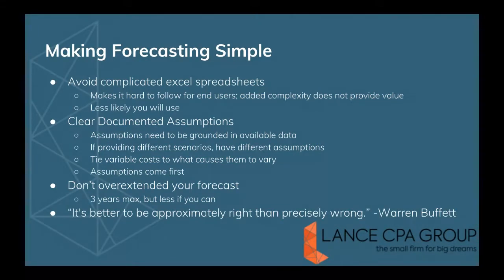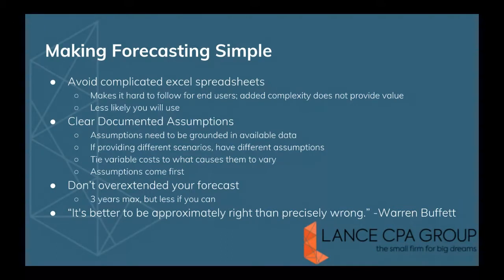I love this quote here from Warren Buffett: it's better to be approximately right than precisely wrong. And one big error I see in a lot of forecasts is they try to be uber precise with their calculations. It really does not matter if you throw in that your growth rate's going to be 6.8%.